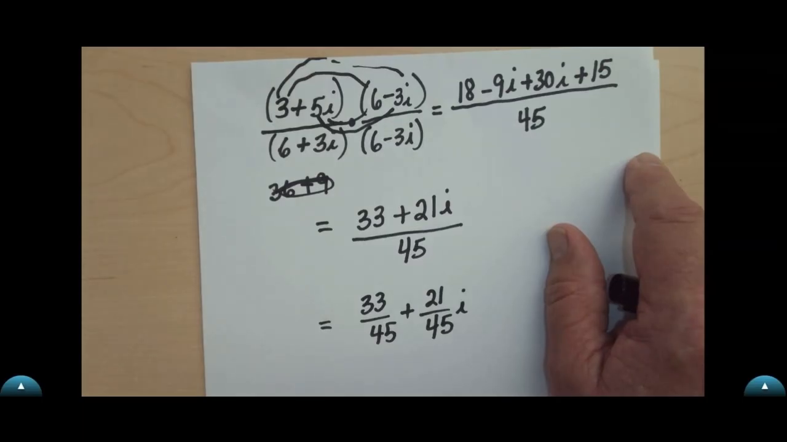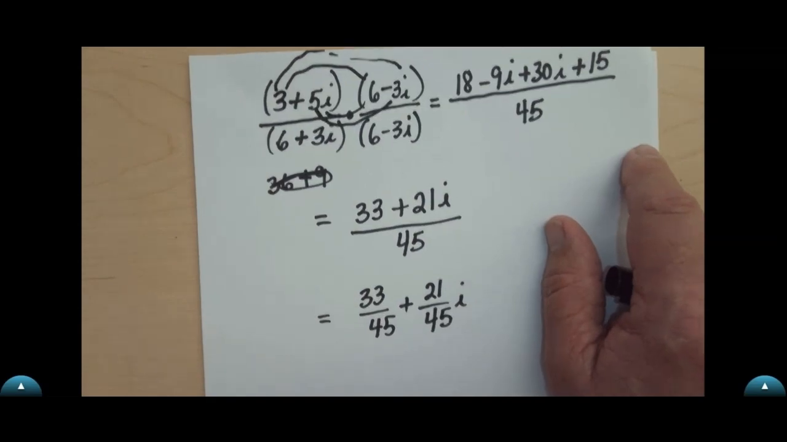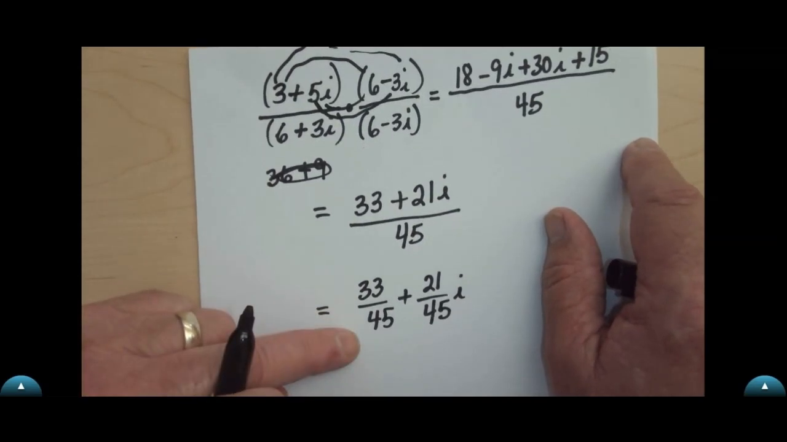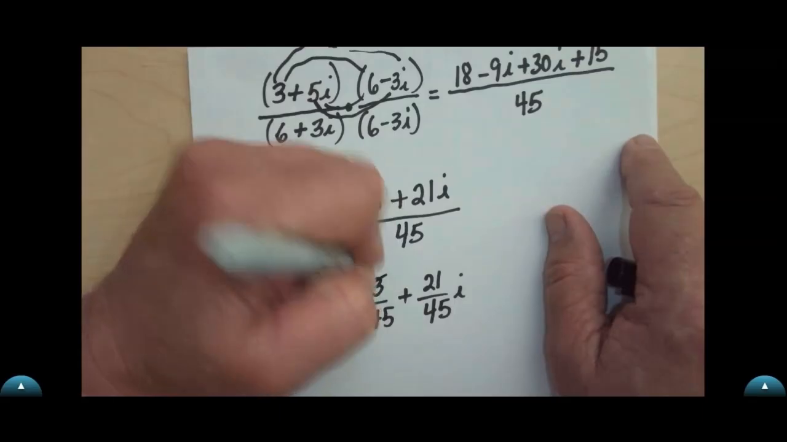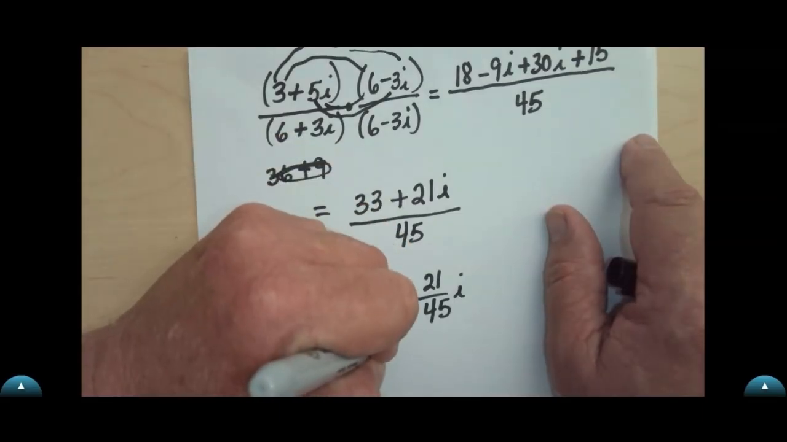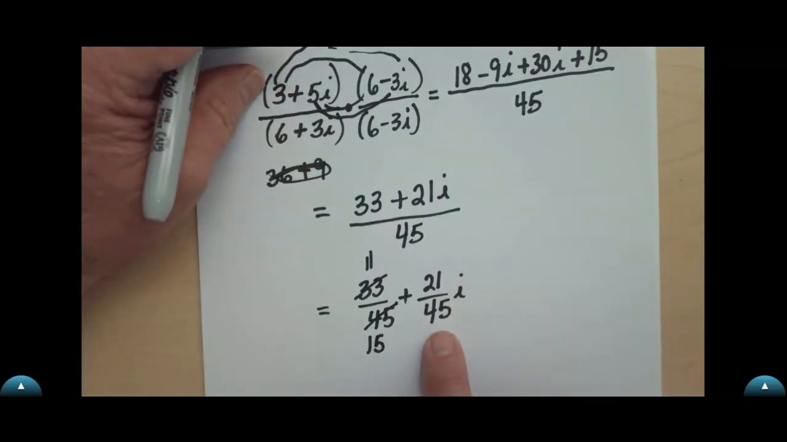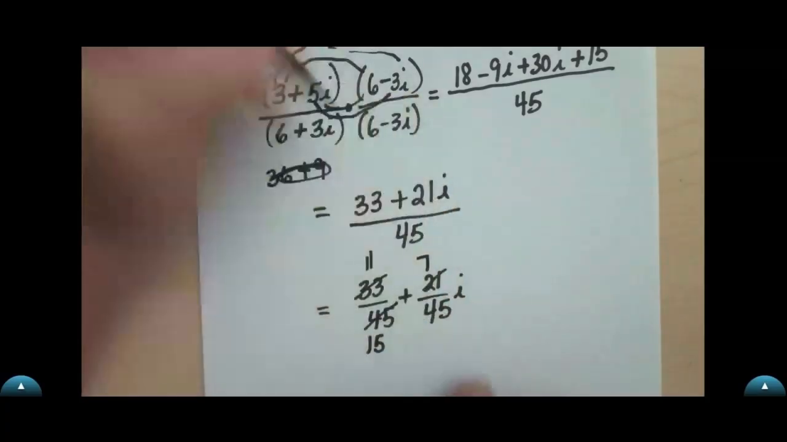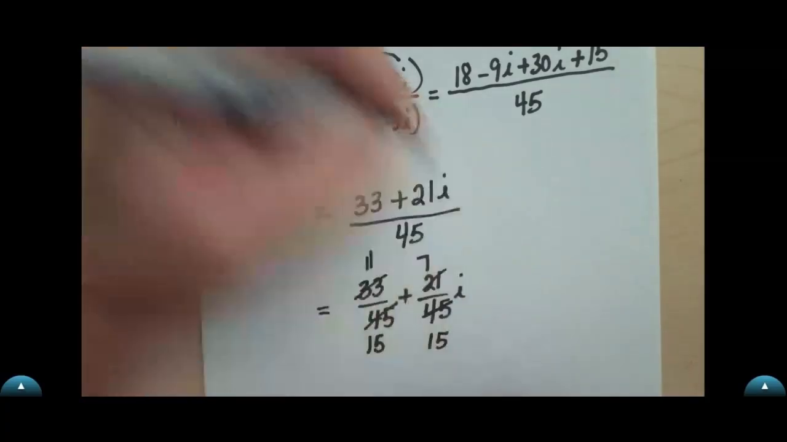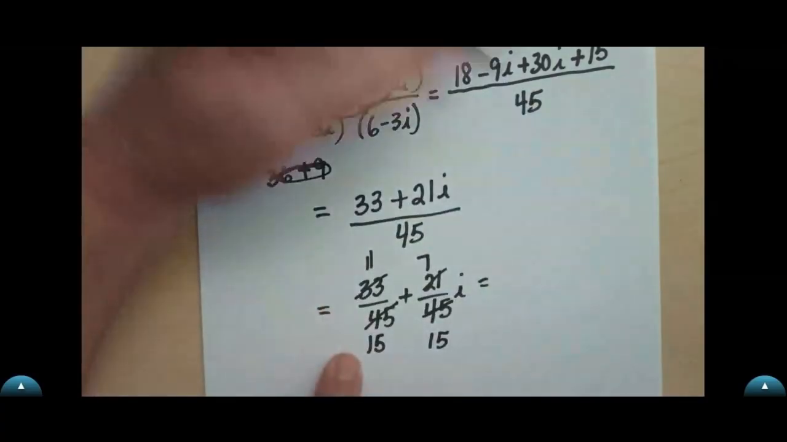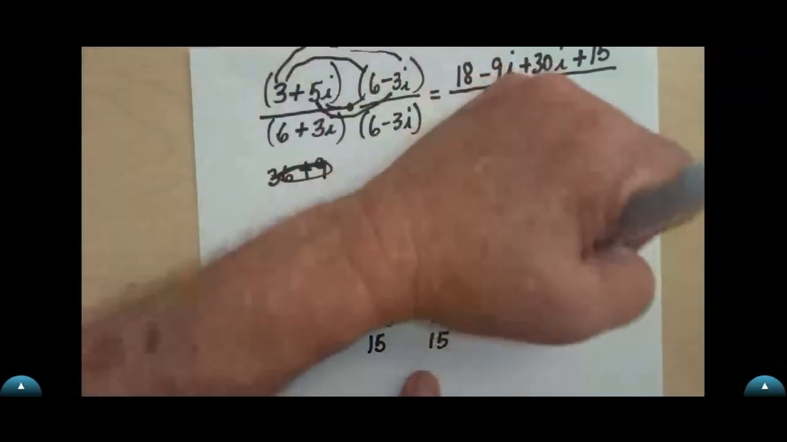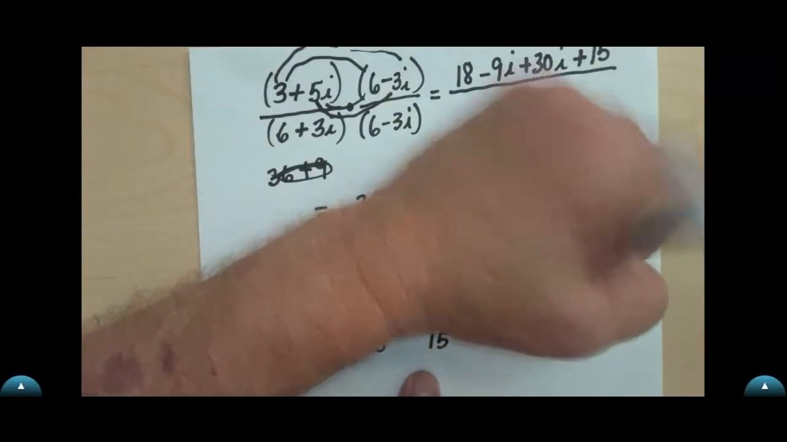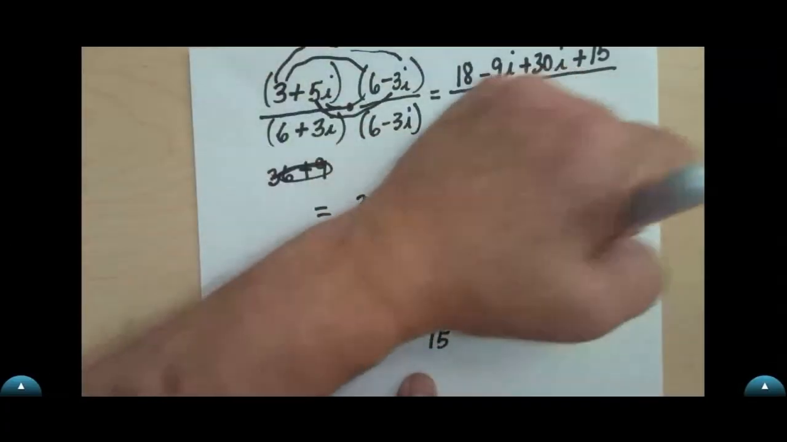Because we always simplify fractions if they can be simplified, right? And 33 is 3 times 11, and 45 is 3 times 15. I can cancel a 3, right? 3 goes into 33 11 times. 3 goes into 45 15 times. I think I can do a similar thing with the 21 over 45, can I? 3 goes into 21 7 times, and 3 goes into 45 15 times. So in the end, I actually get 11 over 15 plus 7 over 15 times I. And that's what I'm going to give as my final answer.